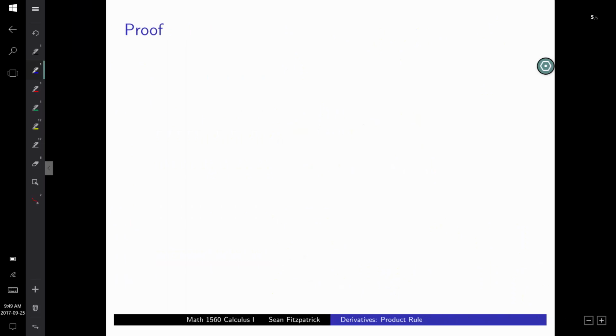Sorry about that. You can tune out now if you don't care about the proof, but if you're curious how this works, it goes something like this. So let's say that we can write our function as a product, so h looks like f of x times g of x. So we know what h prime should look like.